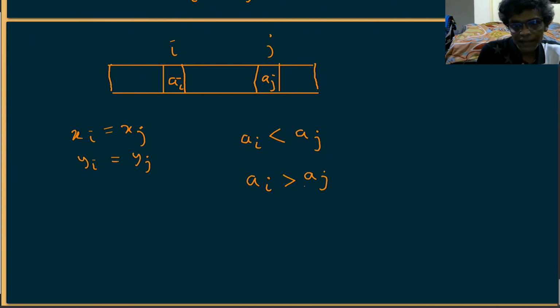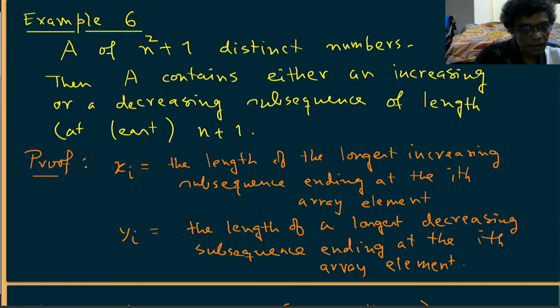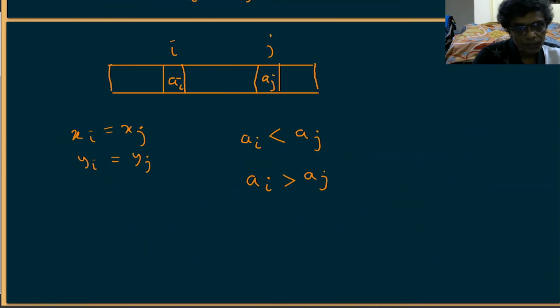Likewise, if I have ai greater than aj, I look at this. I already have a decreasing sequence of length yi ending at ai, and if ai is greater than aj, then I simply append that aj to that longest decreasing sequence, and I will get a decreasing sequence of length yi plus 1, that is yj plus 1, but why is it yj then? In both cases we see a contradiction, and therefore it is established that there must be at least one subsequence of length n plus 1.